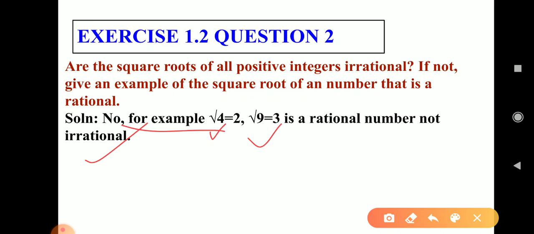You can give a reason like this. Or instead of root 4, root 9, you can take root 16. Root 16 value is 4. It is not irrational. Or you can take root 25 equals 5. It is not irrational. Clear? So this is how you have to give the reason. Whenever there are these types of questions, please read the question carefully. Clear? After that, state by taking an example, and explain it. Clear?